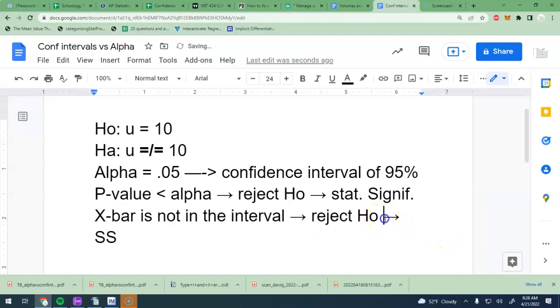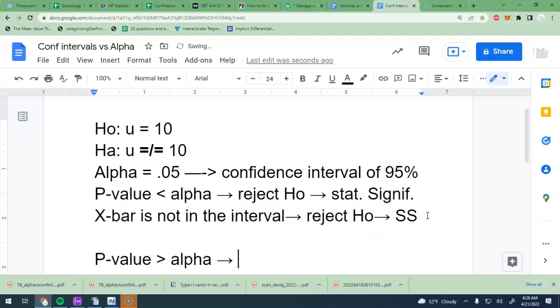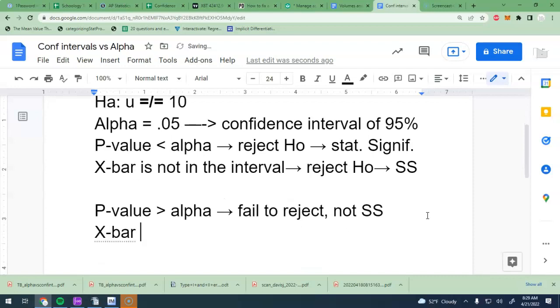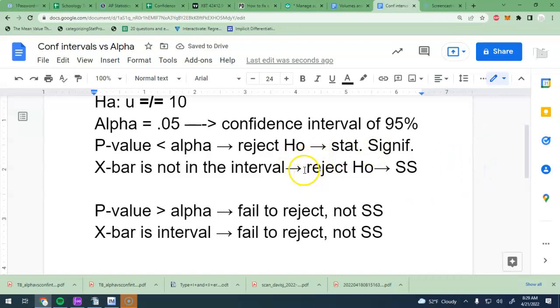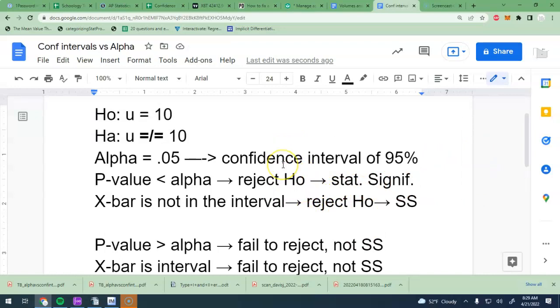All right. If your p-value is greater than alpha, so we're back to the test now, fail to reject, not statistically significant. If x bar is in your interval, fail to reject, not statistically significant. So they're the same idea, just presented to you differently.